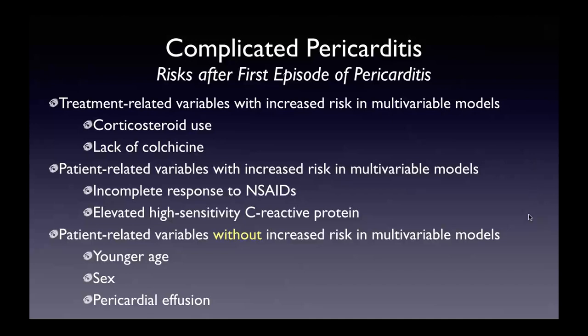There are some patient-related variables that are associated with an increased risk in multivariable models: an incomplete response to non-steroidal anti-inflammatory agents, and a really high CRP level at the acute episode. So a high CRP has been associated with an increased risk of recurrence. The variables that are not associated with increased risk are younger age, so it doesn't matter what your age is. Male versus female, no difference. And whether or not you have a pericardial effusion with the first episode of pericarditis has not been shown to increase the risk for recurrent pericarditis.